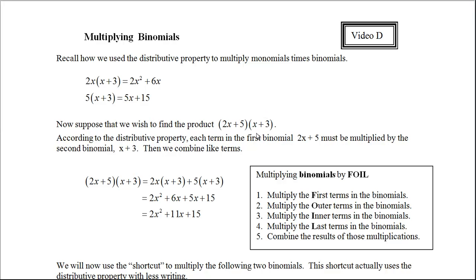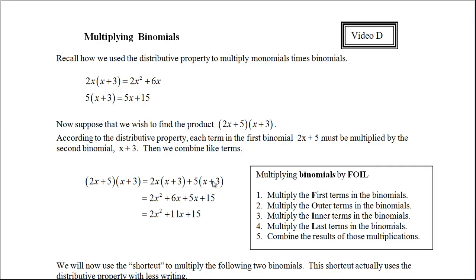plus 3. According to the distributive property, each term in the first binomial, the 2x plus 5, must be multiplied by the second binomial. Then we combine like terms, and it would look like this: 2x times this binomial plus 5 times that binomial. And then we would be back to multiplying a monomial times a binomial, what we've done before. Now if you'll notice, what I have is some like terms that I have to combine, and I would end up with 2x squared plus 11x plus 15.